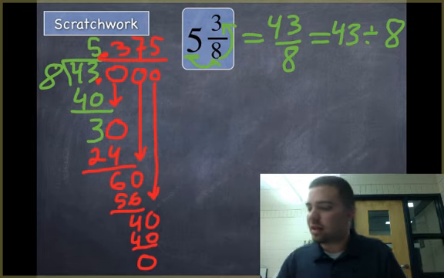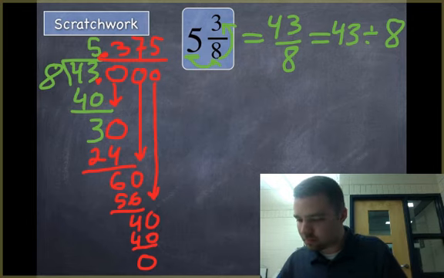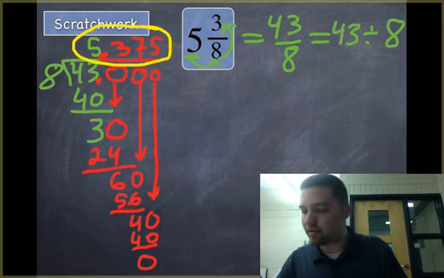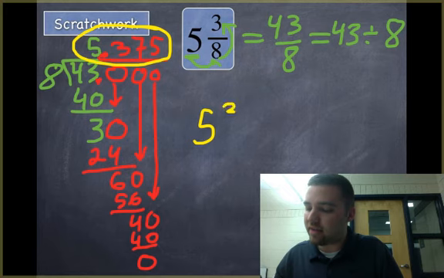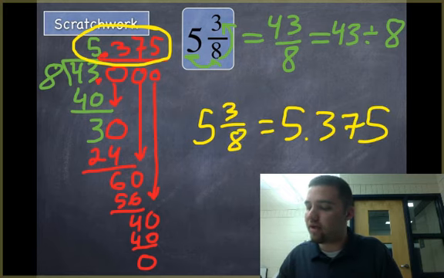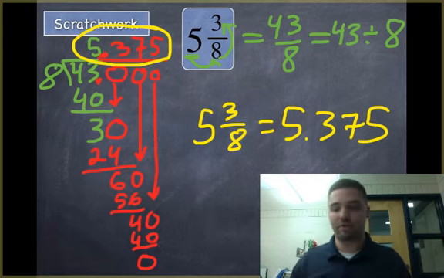So my answer then is simply whatever I got on top. No more remainders. It's just 5.375. So we could say this: 5 and 3/8 is actually equal to 5.375. Beautiful. Let's do another one.